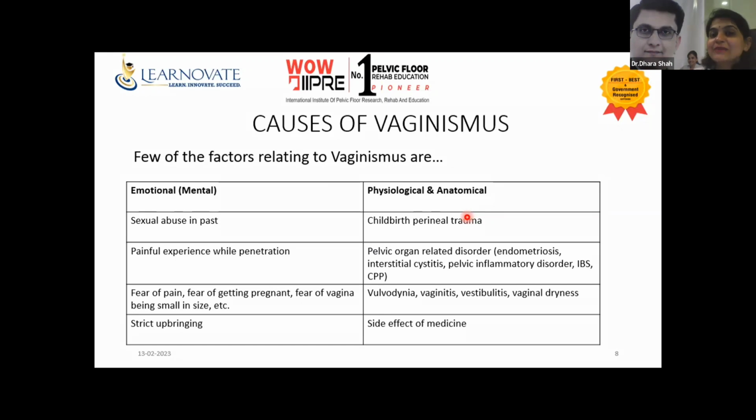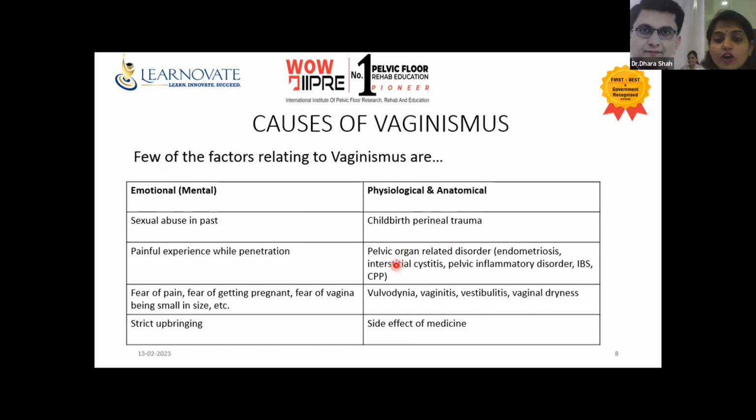So don't keep a notion that every postnatal mother should be taught Kegels. No. Every postnatal mother needs a detailed examination. Whether to advise Kegels or not stands always second after examination. So with childbirth perineal trauma, you check whether you have laxity, or you have tightness, or you have a scar, and that scar is giving you pain, and that pain is giving you pelvic floor spasm.